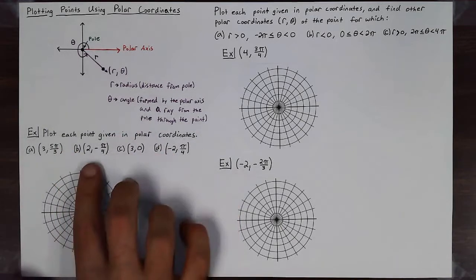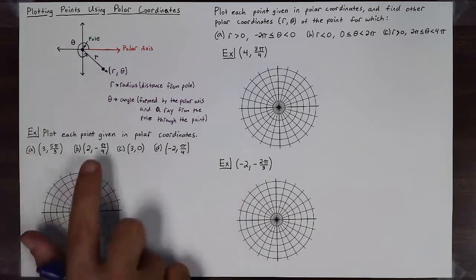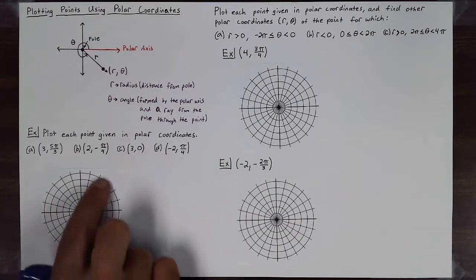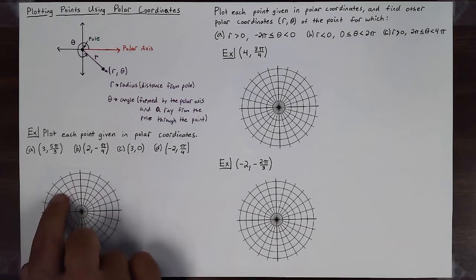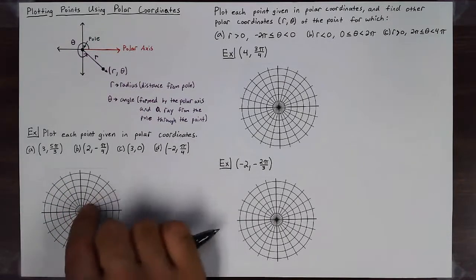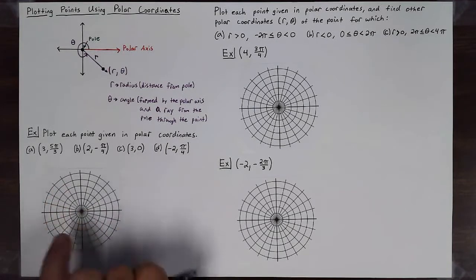So to show you how this works, we're going to plot each of these 4 points, and I'm going to label them A, B, C, D on the grid. This is what a polar grid looks like. You'll see all the circles are the different radii from the origin. All these other little lines pointing out from the center help me find the angle I'm looking for.